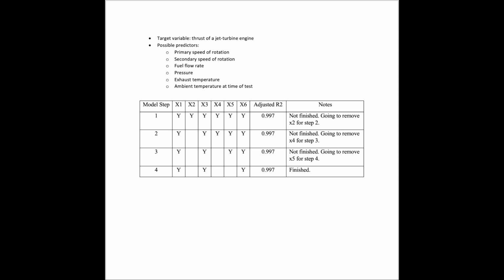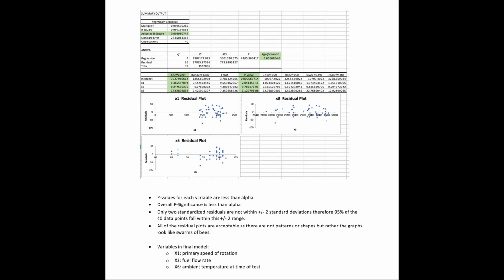p-value and that value was above alpha. Next I removed x4 for the same reason, and I finally removed x5 also for the same reason. At this point, all of the p-values for each variable were less than alpha. The overall F significance was also less than alpha.